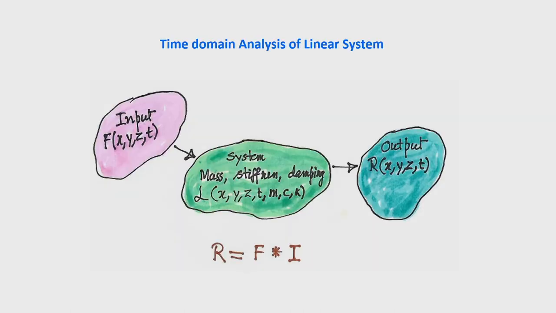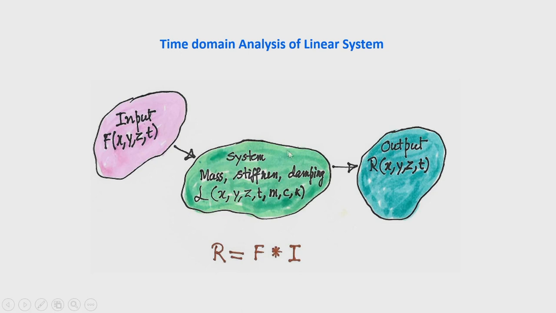Now, let us see how a time domain analysis of linear system can be performed. A linear system, as you see, is characterized by m, c, k, which are the system parameters, and these are time invariant. x, y, z are the spatial domain in which we measure the response as well as the exciting force, and t is the time instant. L represents a differential operator, because the linear system is represented by a second order ordinary differential equation for the discrete system, whereas it will be a partial differential equation in continuous system.